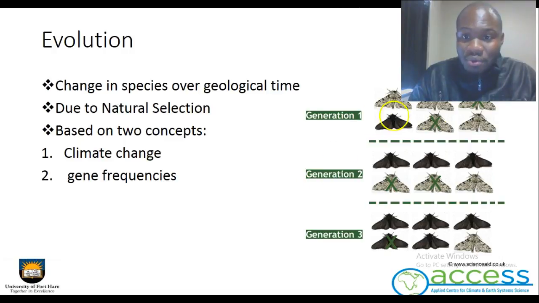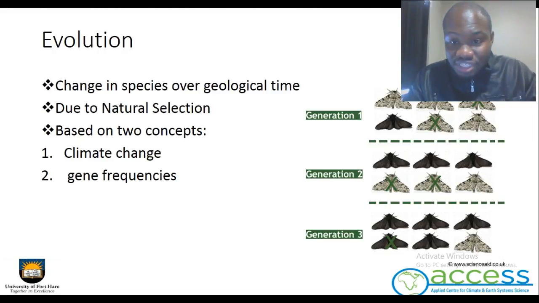As an example, we shall look at the peppered moth, whereby there were two varieties, the black moth and the white moth. We get to see that these varieties were a result of random mutation. Now, it is in generation 1 that the white moth were more than the black moth. This is because the white moth were better camouflaged as compared to the black moth. Therefore, the black moth were easily attacked by predators.